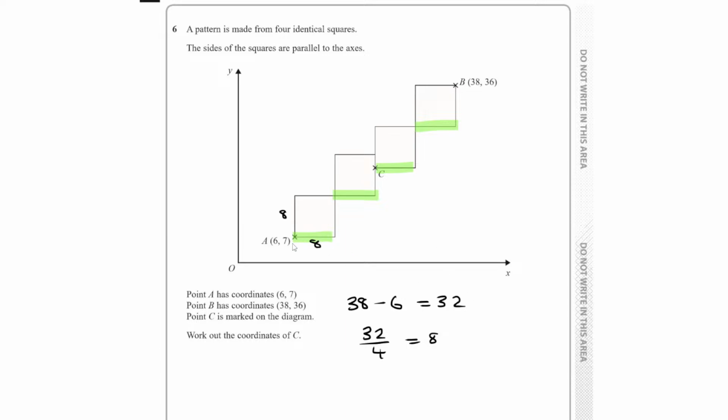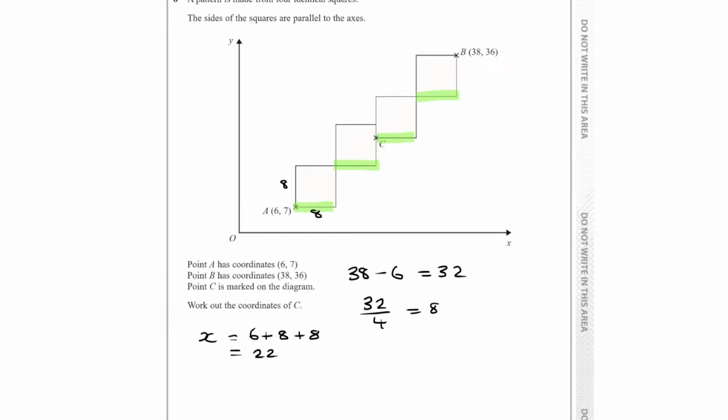It's both. So to work out the x coordinate, you can either start from A and add it, or you can start from B and subtract it. It doesn't really matter. I just started from A, so the x coordinate would have been 6 plus 2 squares, so 8 and 8. So that's 16, and 6 plus 8 plus 8 is 22. And that's the x coordinate.